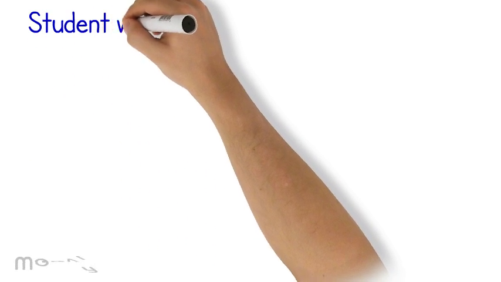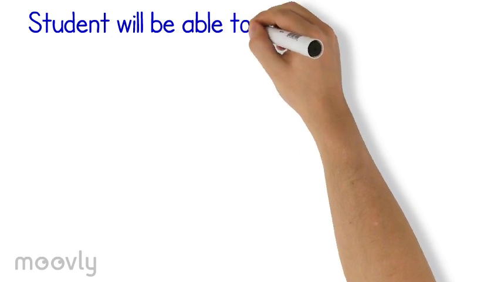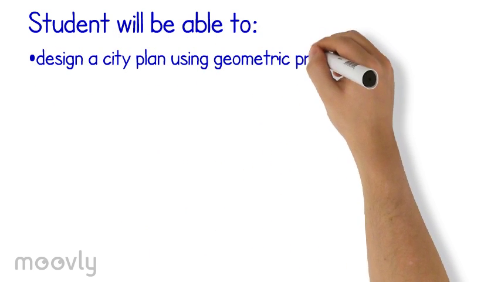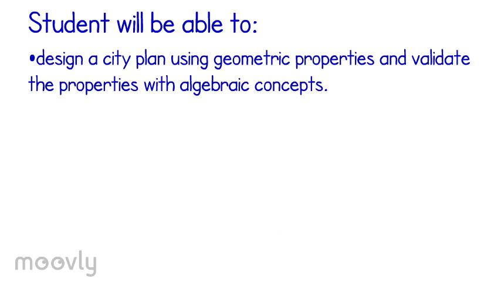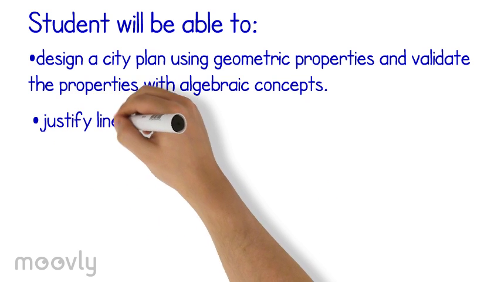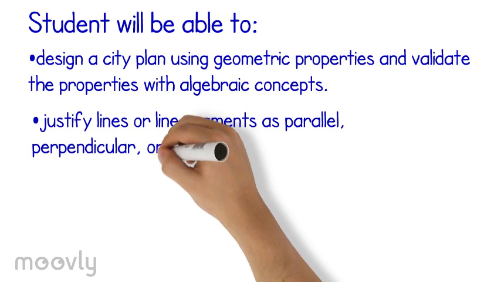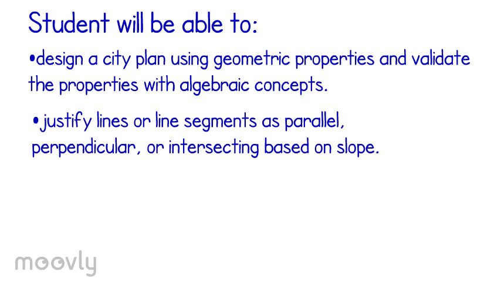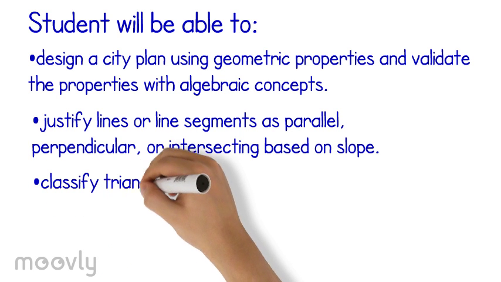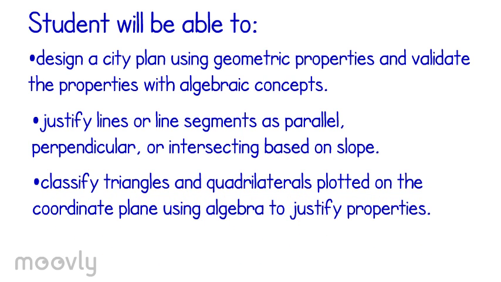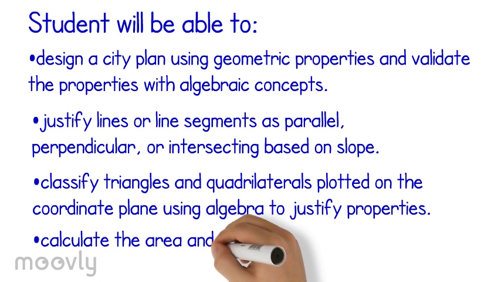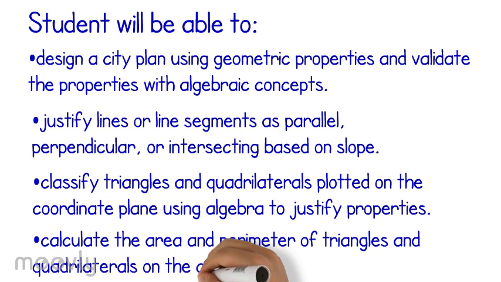For the project, students will be working to meet four different objectives. First, students will be able to design a city plan using geometric properties and validate the properties with algebraic concepts. The second, students will be able to justify lines or line segments as parallel, perpendicular, or intersecting based on slope. Third, students will be able to classify triangles and quadrilaterals plotted on the coordinate plane using algebra to justify properties. And the fourth, students will be able to calculate the area and perimeter of triangles and quadrilaterals on the coordinate plane.